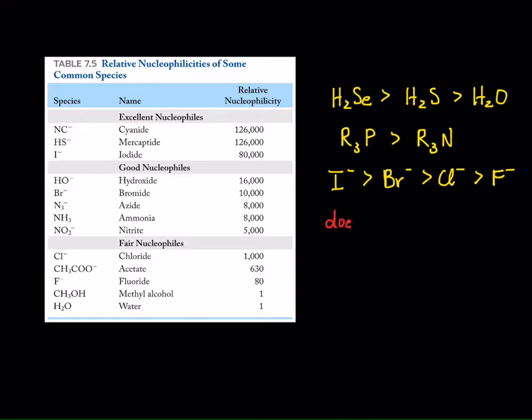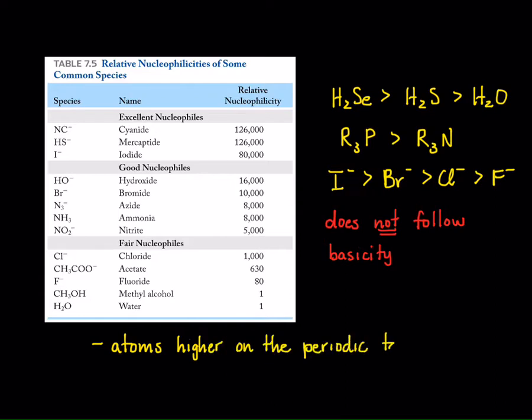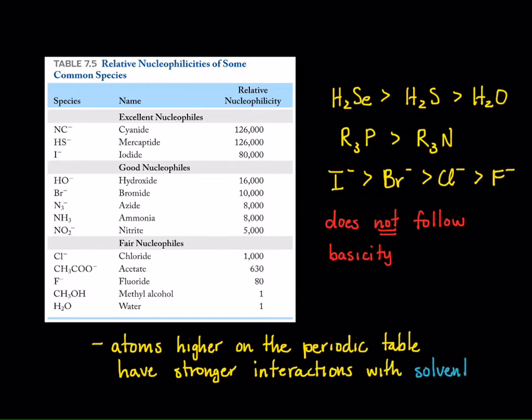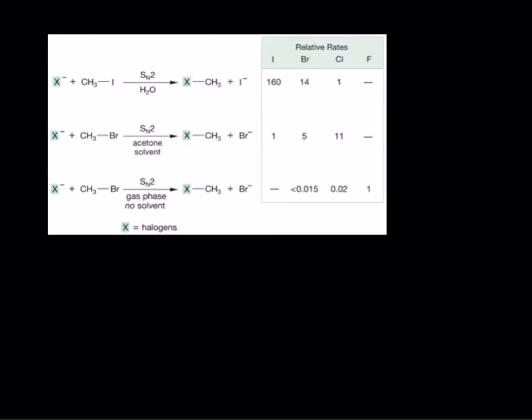And so these are all opposite that of their basicity. They do not follow the trend in basicity. And in general, what you're seeing there is when you go down the periodic table, it appears like the trend is reversed. The reason for this is because atoms higher up on the periodic table have stronger interactions with the solvent, and therefore we say their nucleophilicity is decreased.